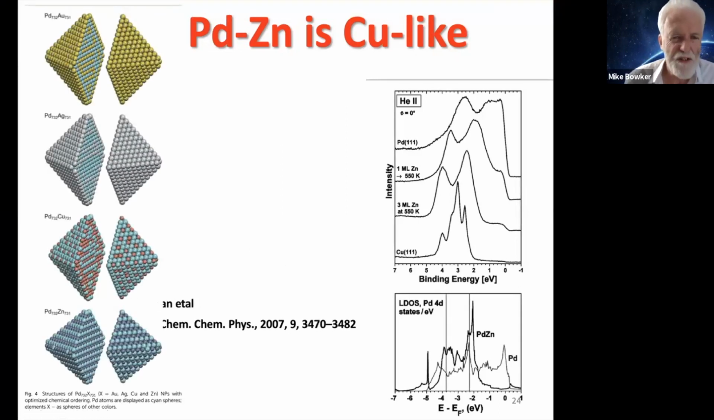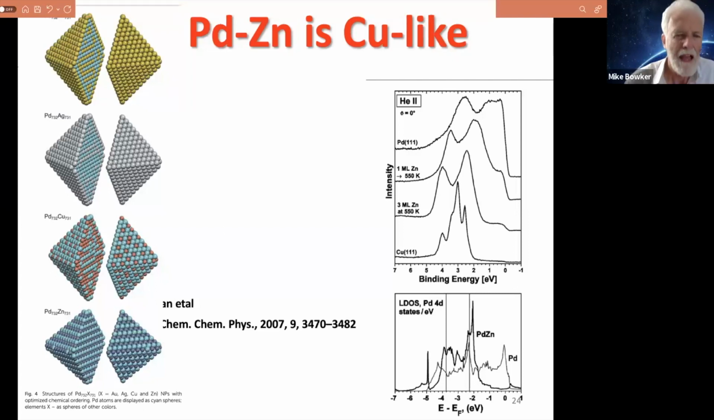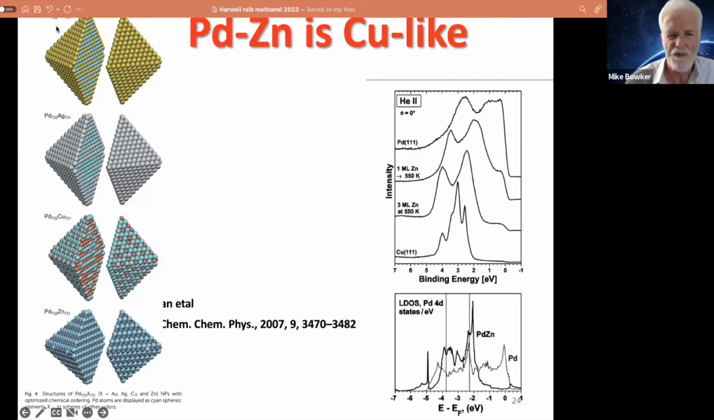Another interesting feature of palladium zinc is we find a very ordered system in transmission electron microscopy and in X-ray diffraction, and these are also calculations by Nyman's group. And what you can see, he's calculated for a roughly 1-to-1 mix of palladium with other elements, what the structure might be: palladium gold, palladium silver, palladium copper, palladium zinc. Now, palladium zinc is rather unique in that system.